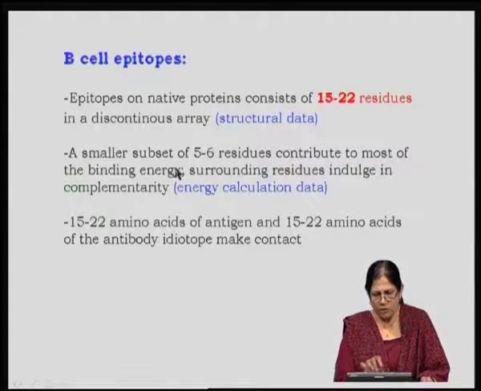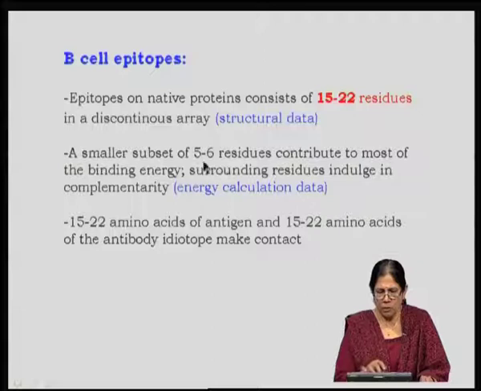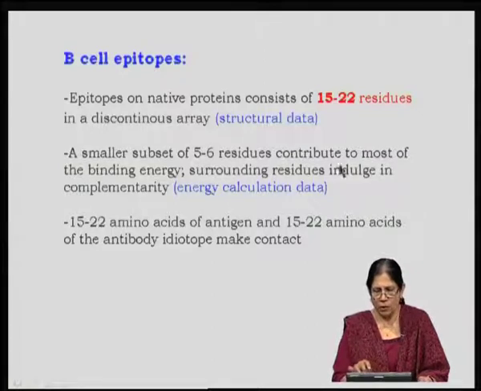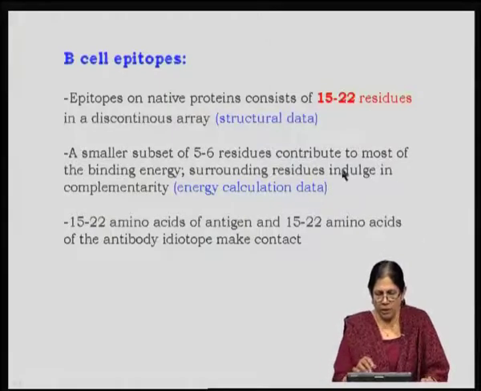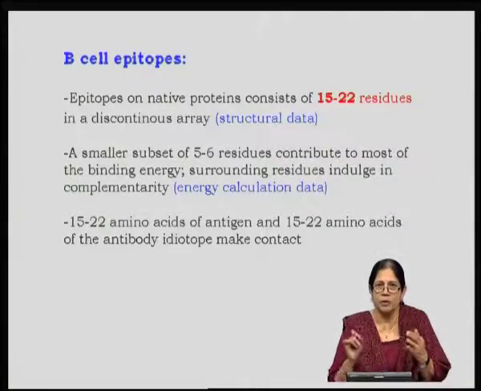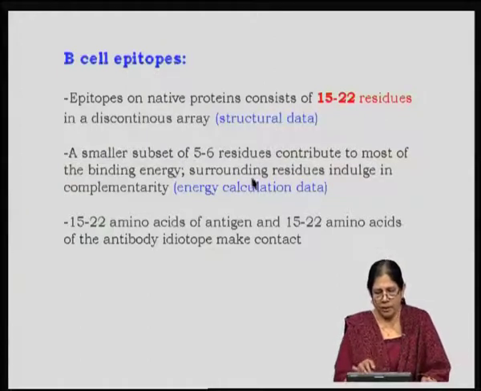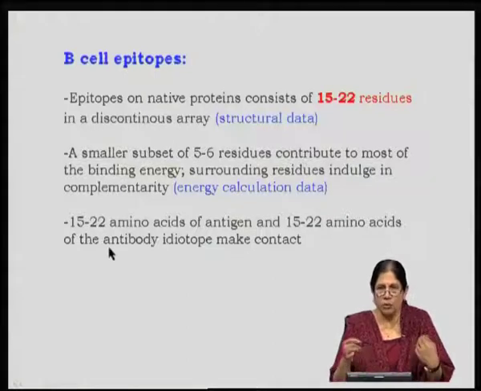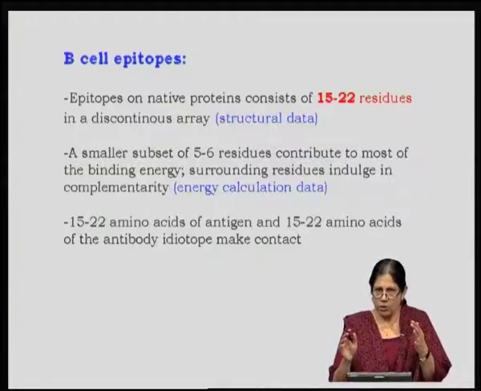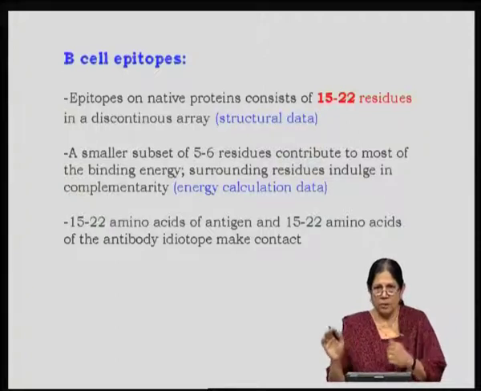Now, from the 15 to 22, a smaller subset of 5 to 6 residues contribute to most of the binding energies. Those 5 to 6 are adequate for the core epitope, without which there will be absolutely no interaction, but the surrounding residues indulge in the complementarity. They also contribute to the forces that govern an antigen antibody interaction, and what is true of antigen antibody would also be true for the B cell receptor immunogen interaction.